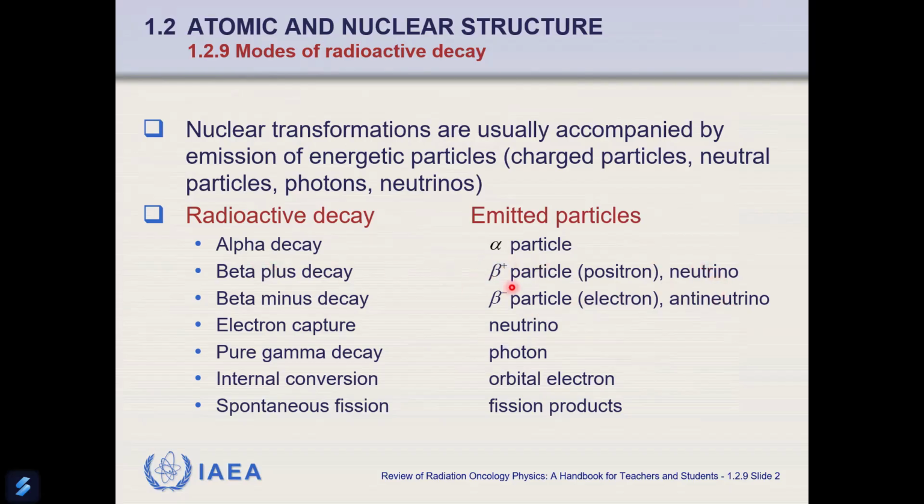As you can see, beta plus and beta minus produce antiparticles to each other. Neutrino and antineutrino are also matter and antimatter. Electron capture produces a neutrino. Pure gamma decay produces photons or a gamma ray. Internal conversion emits orbital electrons. Whereas spontaneous fission would give us fission products, which depend on the actual fission atoms that are involved.